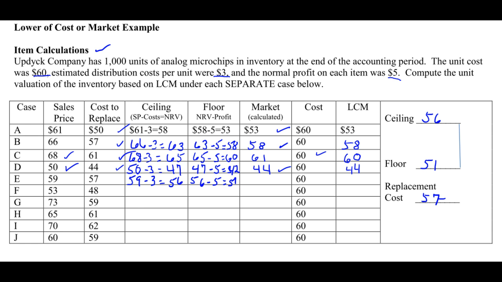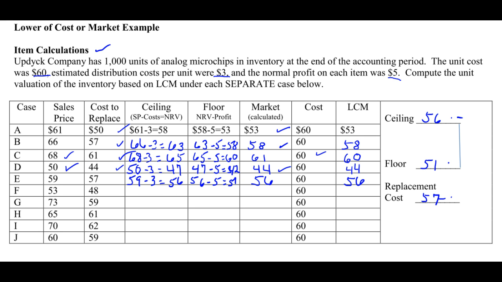We calculated the ceiling to be $56, sales price minus distribution costs. We calculated the floor to be net realizable value minus normal profit margin, and then we listed replacement cost. And hopefully you noted that replacement cost is above the ceiling, and so you can't use it. You'll be subject to the ceiling in this case. So you'd use 56, which is lower, market or cost. In our case, it's 56, and we use the ceiling as the lower of cost or market.